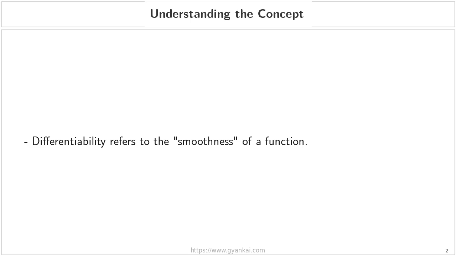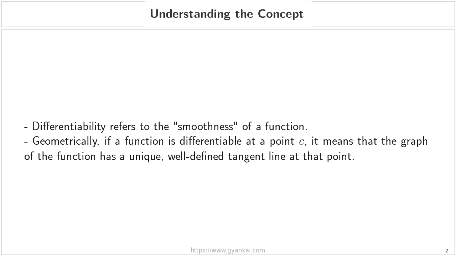Understanding the concept. Now that we have introduced the general idea, let's move on to understanding the concept of differentiability more intuitively. First, you can think of differentiability as a measure of the smoothness of a function. When we say a graph is smooth, we mean it doesn't have any abrupt changes in direction. To put this in geometric terms, if a function is differentiable at a specific point, which we will call point C, it means that the graph of the function possesses a unique, well-defined tangent line at that exact point. In other words, there is one clear slope that describes the function's behavior at point C.